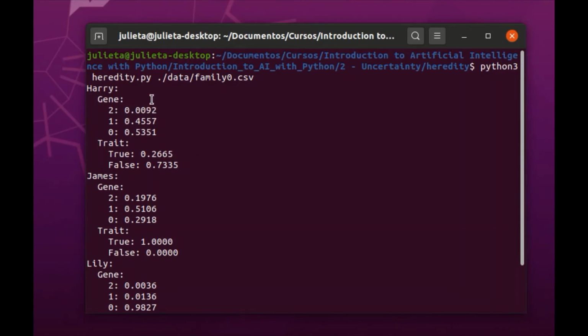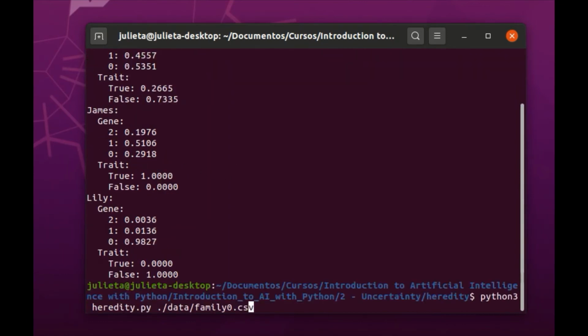Given these results, we can see that it's more likely that he hasn't the trait than that he has the trait. We have 2 more examples. The next one is family 1.